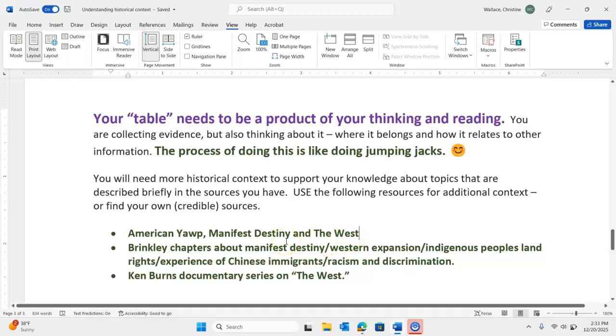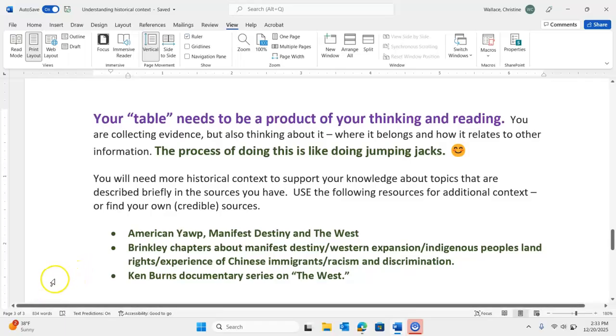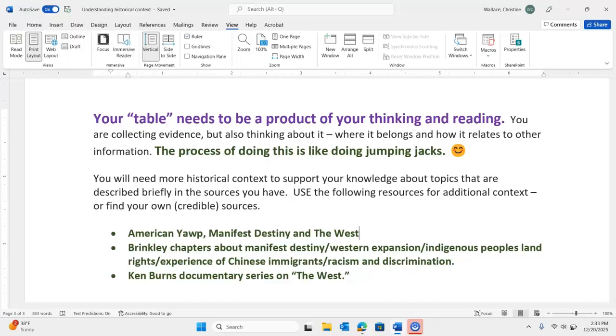There's also a great documentary that Ken Burns did. It's on YouTube. It's called The West. I encourage you to look for that if you are a documentary person. Okay, cite all your sources and use some of these background sources in the content that you place in your graphic organizer.